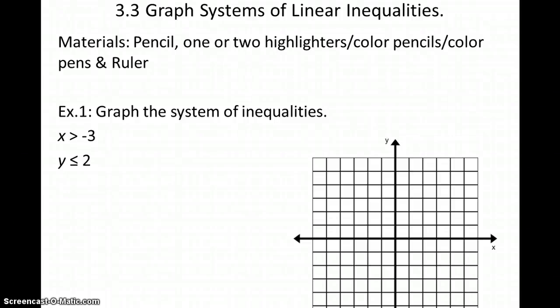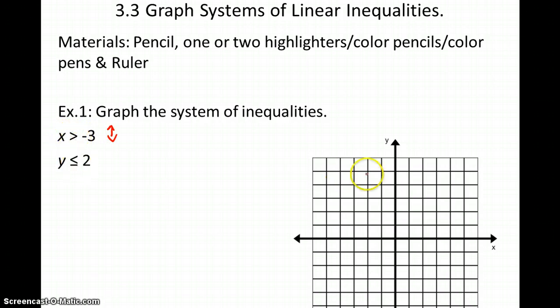3.3. Graphing systems of linear inequalities. Example 1. Graph the system of inequalities. For example 1, first graph x is greater than negative 3, remembering that you should have a vertical line at negative 3 and that your line should be dashed because it is not equal to.